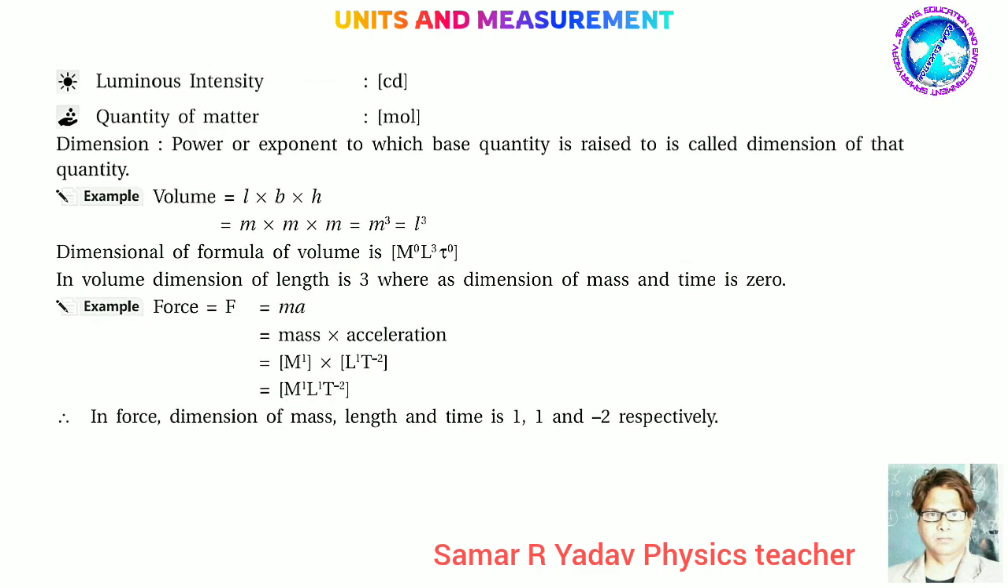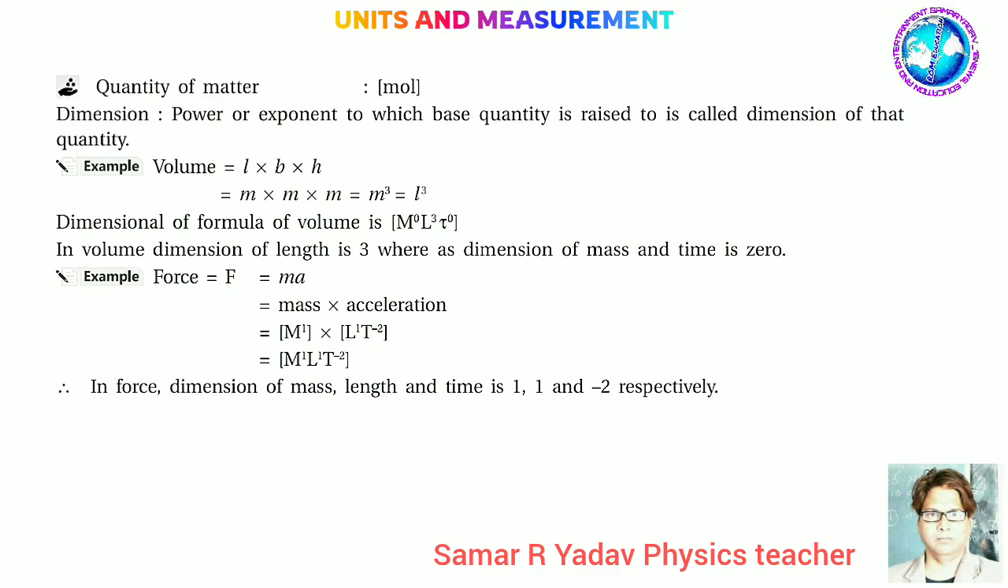For example, force F is equal to ma, mass into acceleration, which is equal to [M^1] into [L^1 T^-2], equal to [M^1 L^1 T^-2]. In force, the dimensions of mass, length and time are 1, 1 and minus 2 respectively.